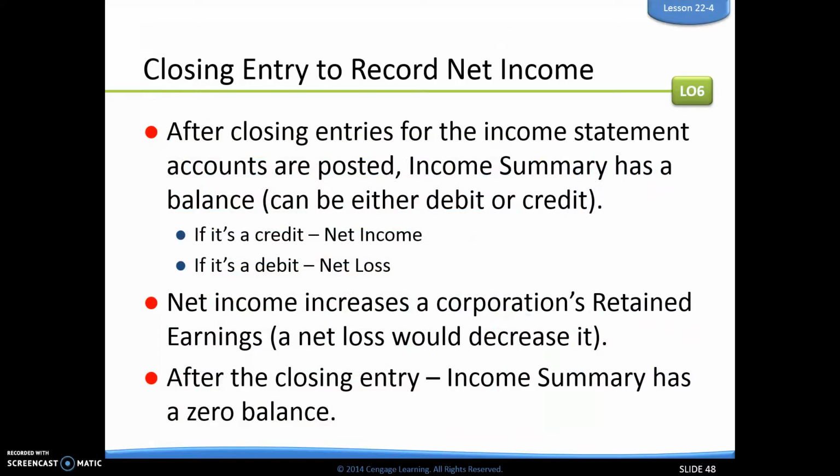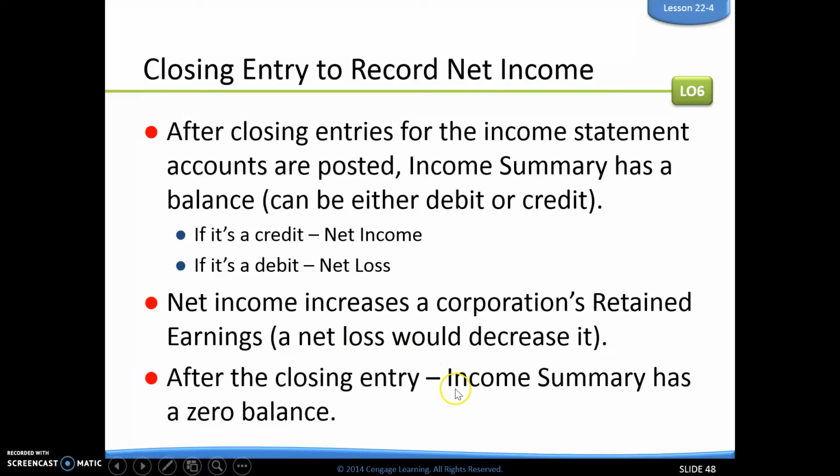Now, we have our closing entry for net income. After our closing entries for the income statement accounts are posted, income summary has a balance. It can either be a debit balance or it can be a credit balance. If income summary has a credit balance, it means that we have a net income. If income summary has a debit balance, it means that we have a net loss. So when net income happens, we're actually increasing our corporation's retained earnings. Obviously, a net loss would decrease retained earnings.